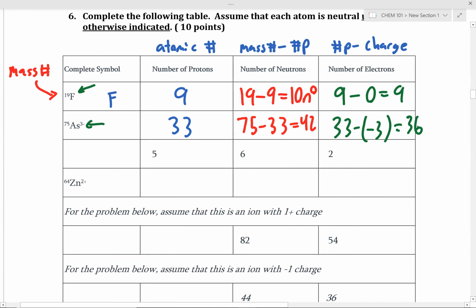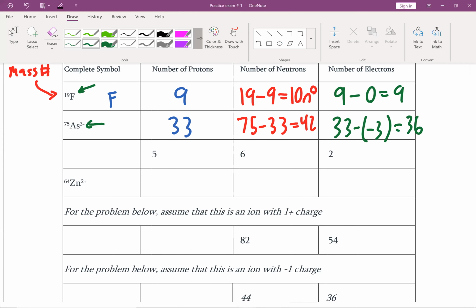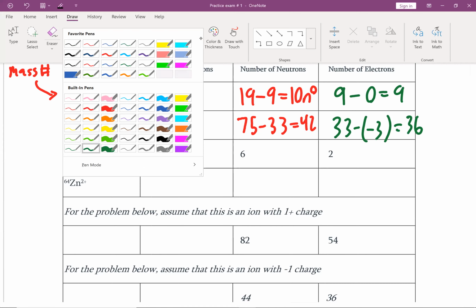Anions in general, do they have more electrons or fewer electrons than protons? More. Anions have more electrons than usual. Does that make sense? Okay. In this case, you're given all of this information, and now you're going to have to assemble the mass number, charge, and atomic number scheme. So for this specific type of problem, we're going to have to take a slightly different approach.